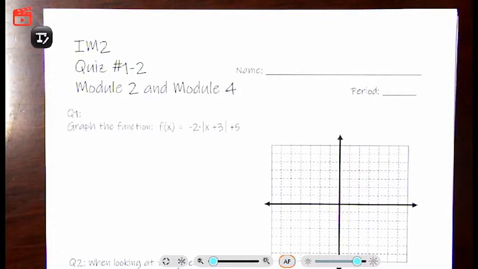In this video, we are going to go over everything that will be on your quiz. Now, this is your second quiz. We did combine Module 2 and Module 4 together. Typically, we don't do that. So we're going to be working with absolute values. We're going to be working with adding and subtracting polynomials. Let's go ahead and start with Module 2.